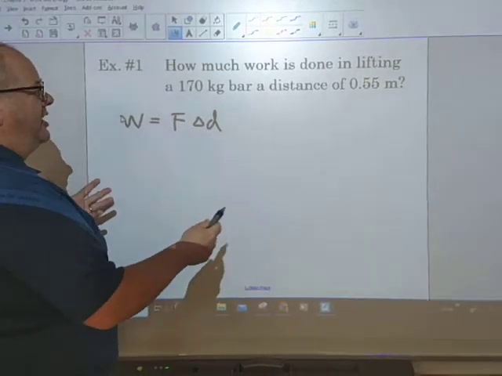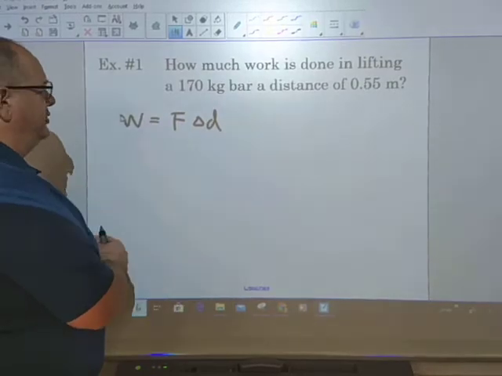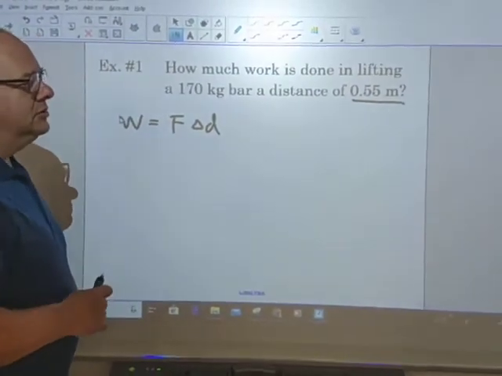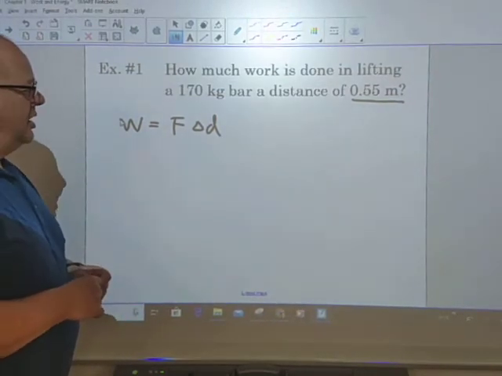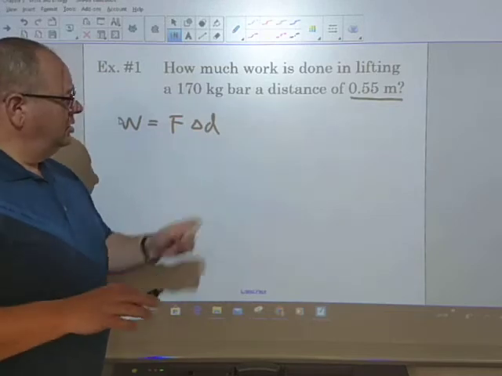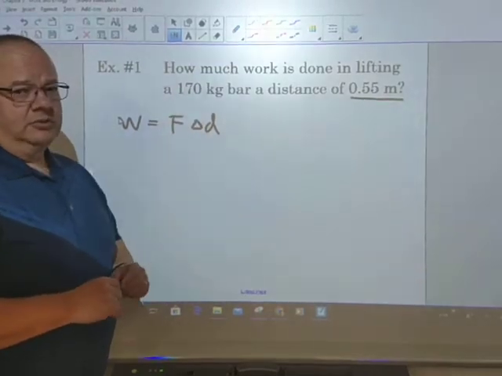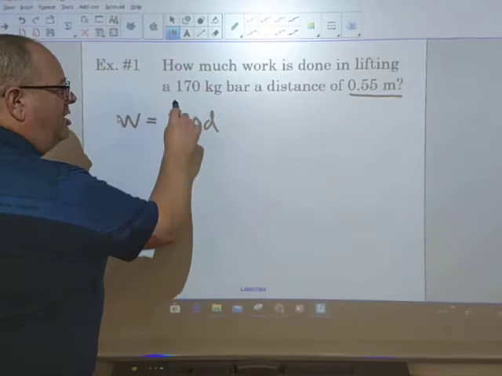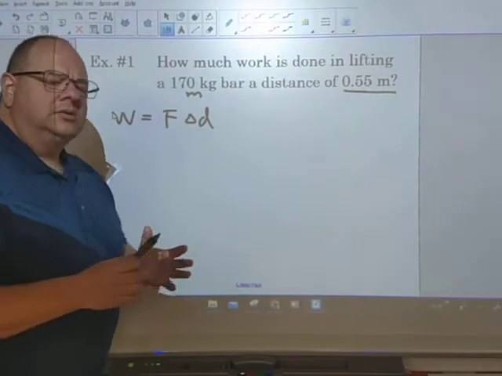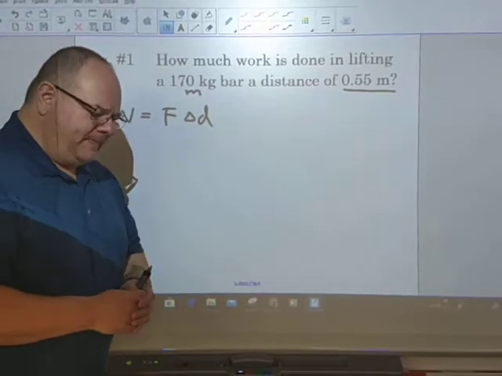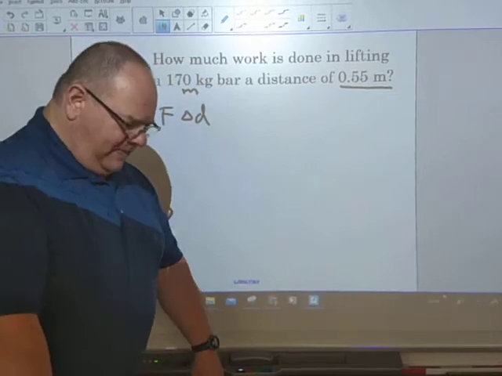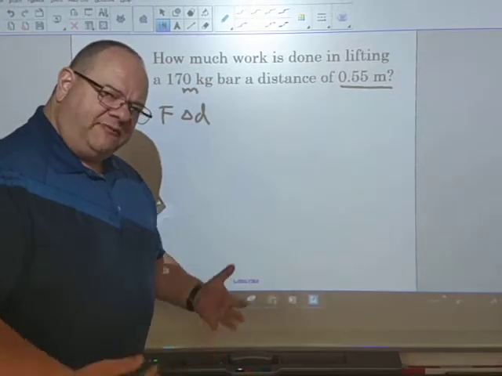So we look at our equation and we say, do we know a force and do we know a distance? And I can see right over here, I got a distance. Here's where students make mistakes. That's not a force. 170 kilograms is a mass. So now let's think about it. Okay, I got a bar. I'm going to lift this bar. How much force does it take for me to lift that bar?